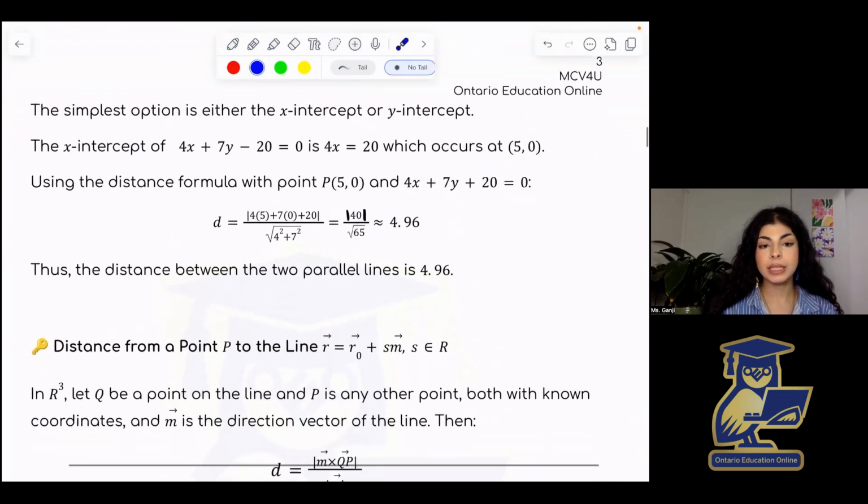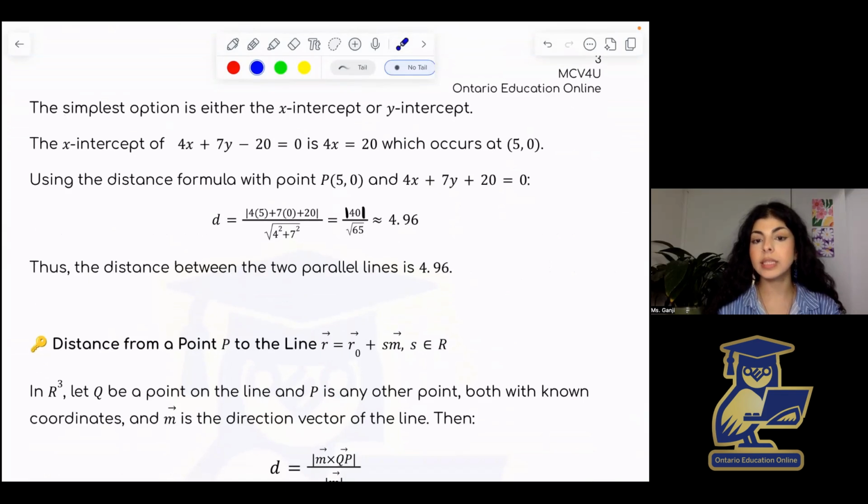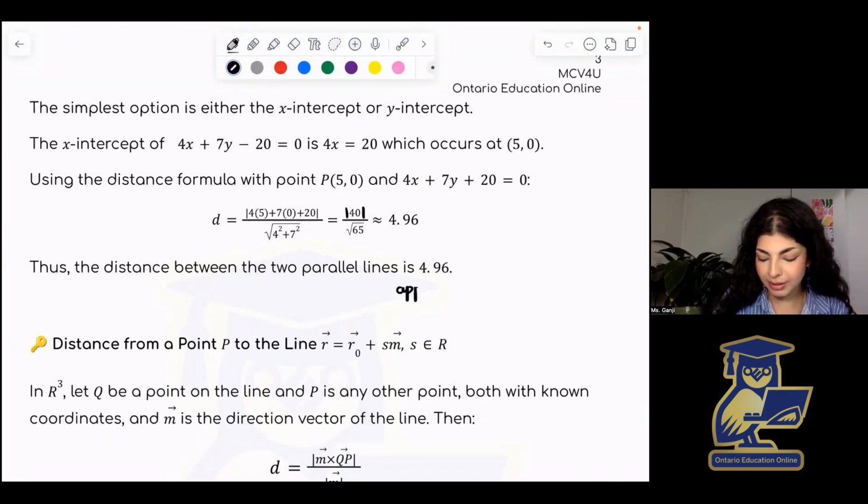So then the distance between the two parallel lines is, oh, I just said it and I didn't add it myself, but approximately 4.96.